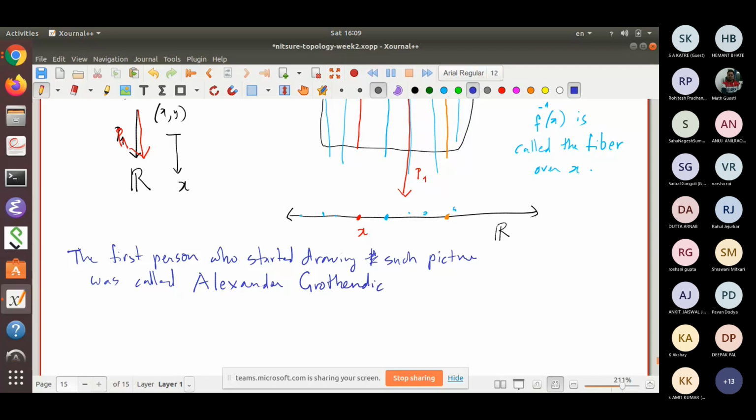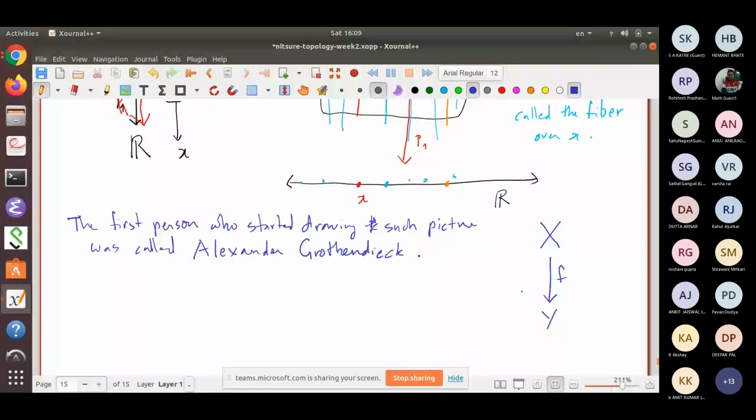But really, sir, Grothendieck drew pictures like this. Well, these are not really pictures. What Grothendieck would write is he'll write X and he'll write Y and he'll write F. This is the picture he drew on his blackboard. All his lectures in those days would begin by first drawing this.